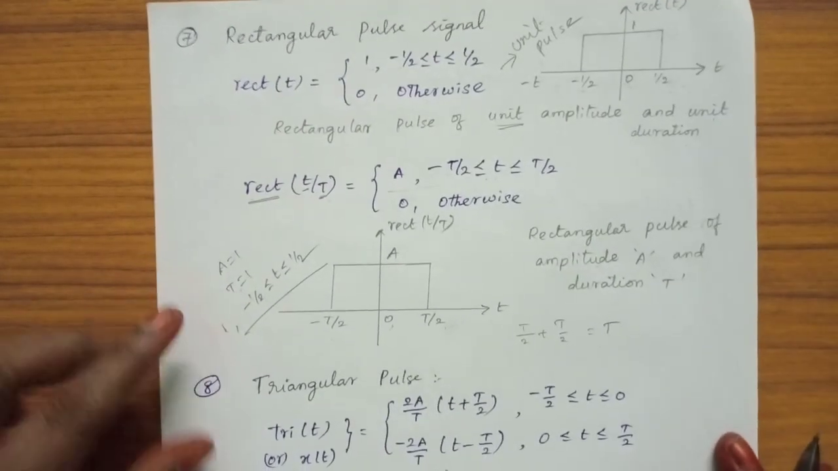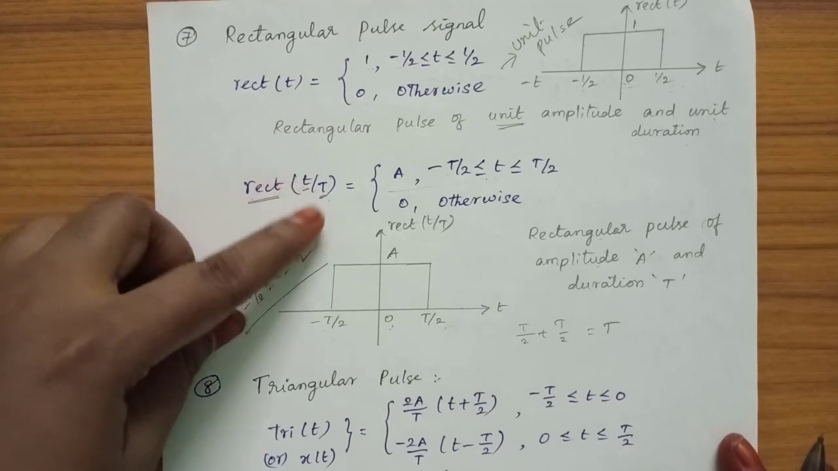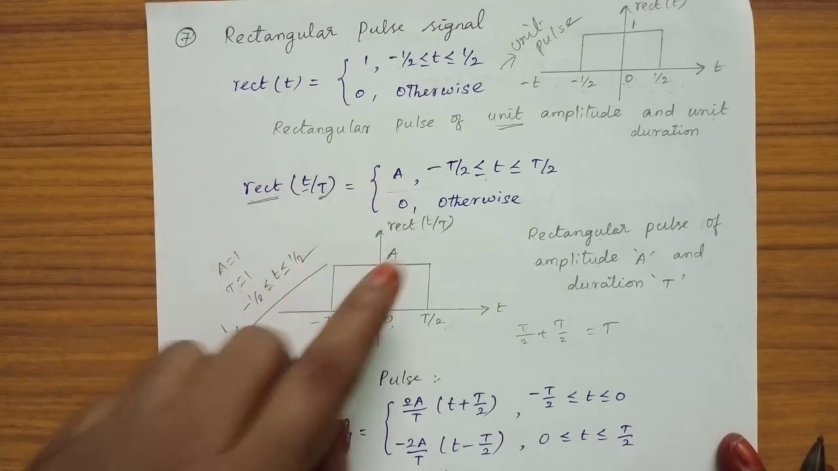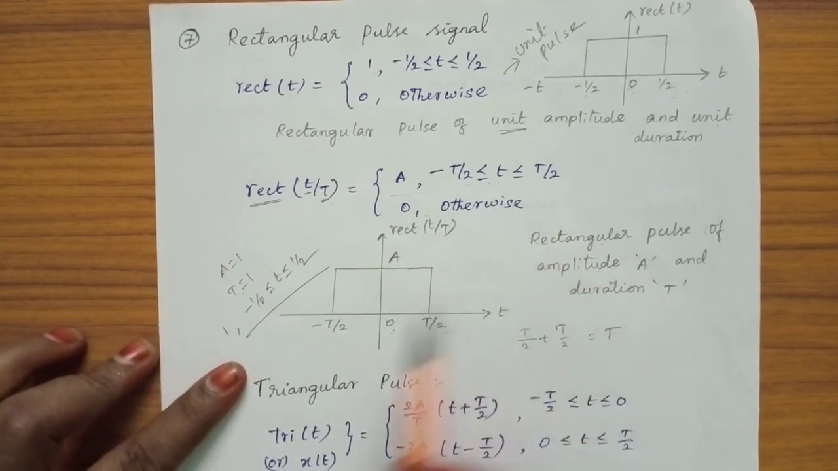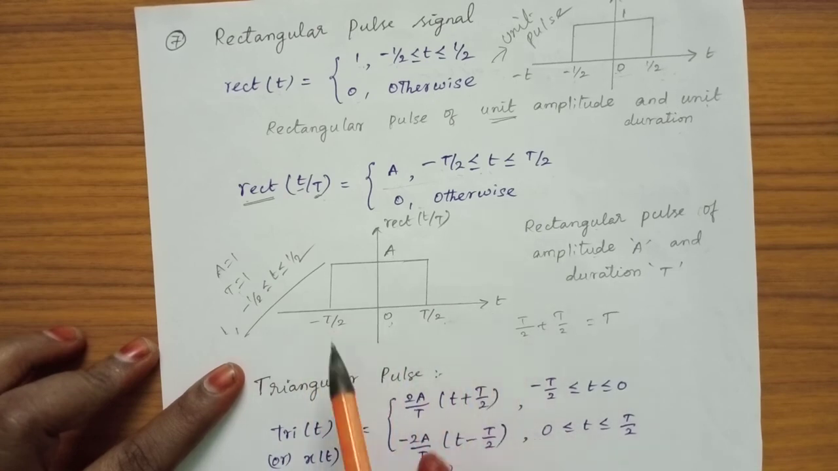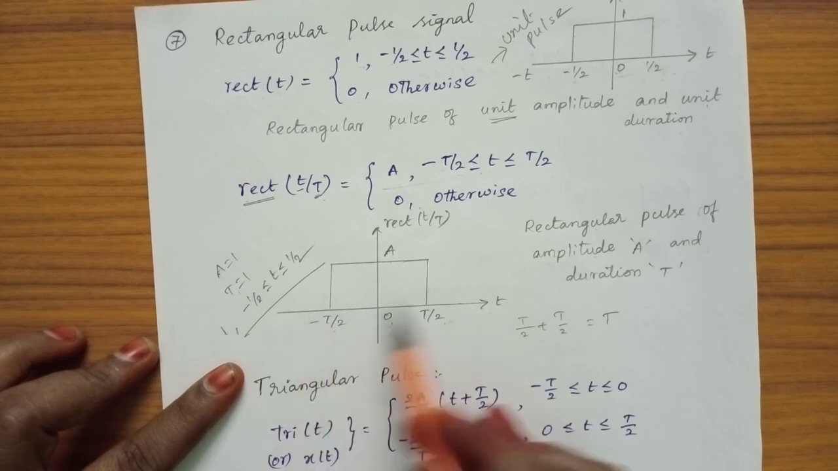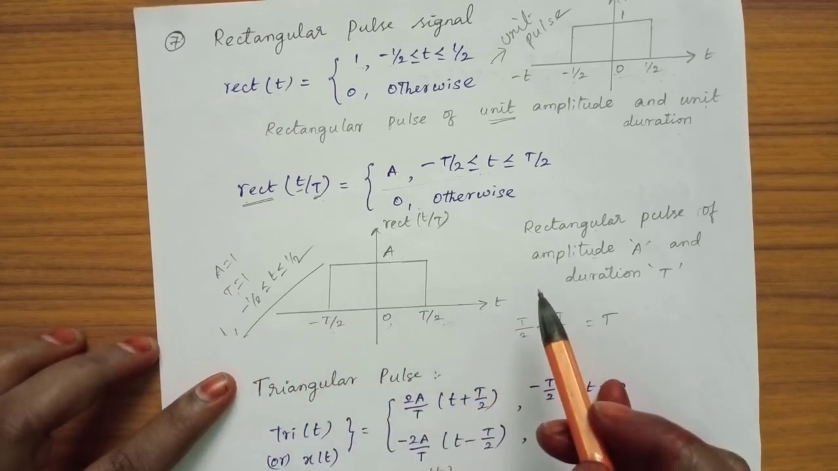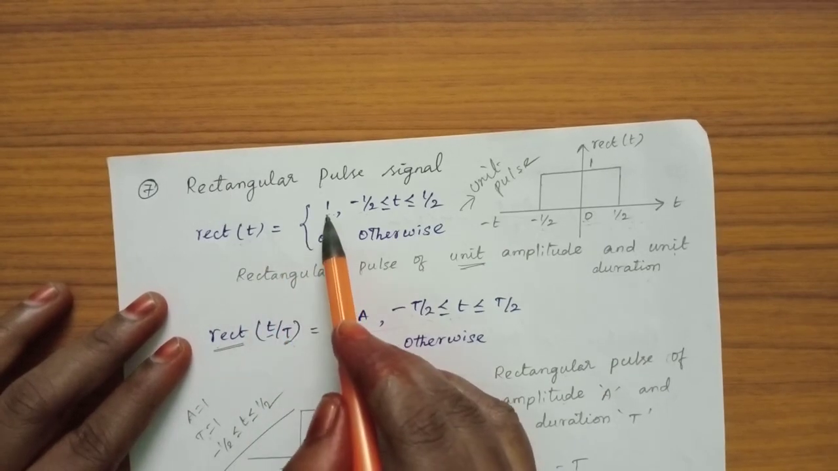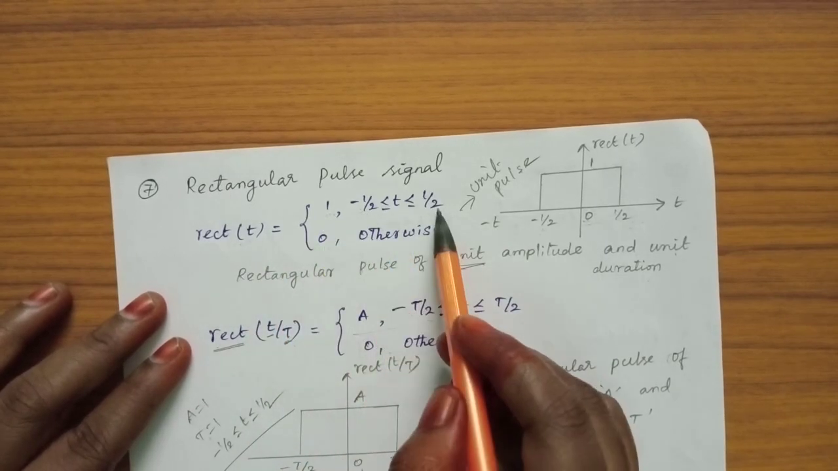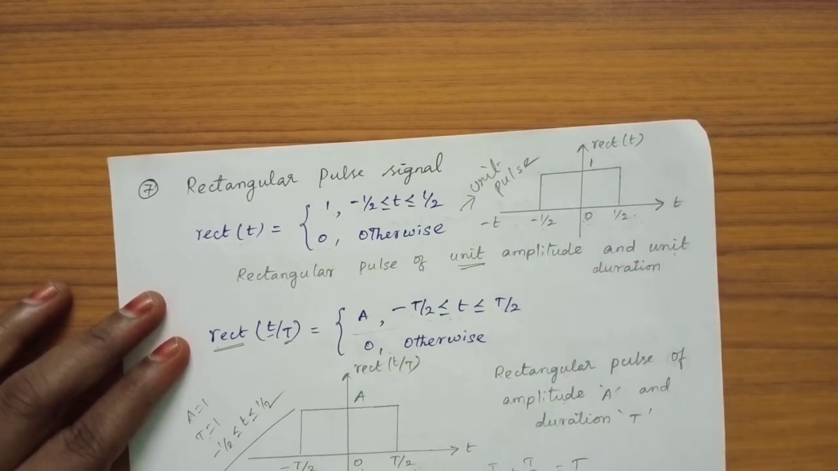Okay, so this is a generalized rectangular signal, that is rect of t by T equal to A for minus T by 2 to plus T by 2, 0 otherwise. This is a graphical representation, minus T by 2 to plus T by 2. So the amplitude value is A, and the rest of the place the value is 0. Okay, so for unit pulse, rect of t equal to 1 for minus 1 by 2 to plus 1 by 2, 0 otherwise. This is the graphical representation.